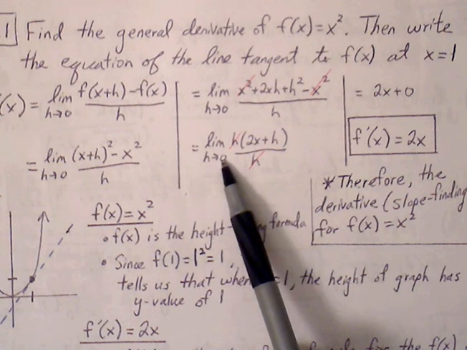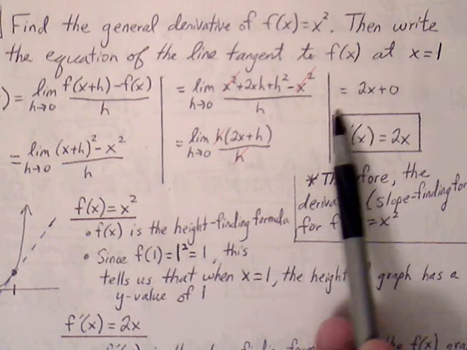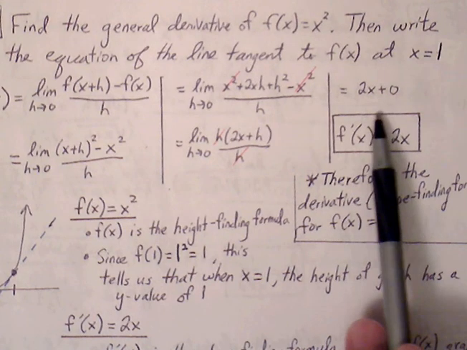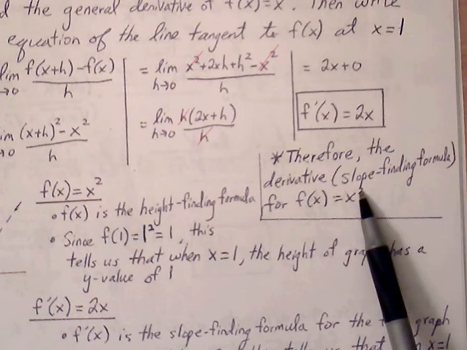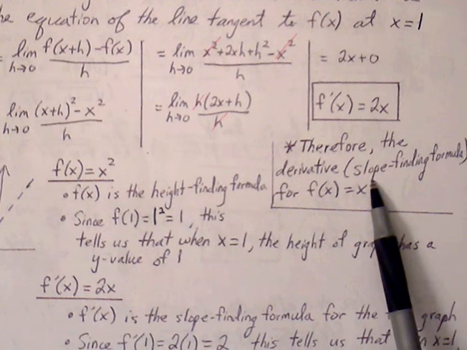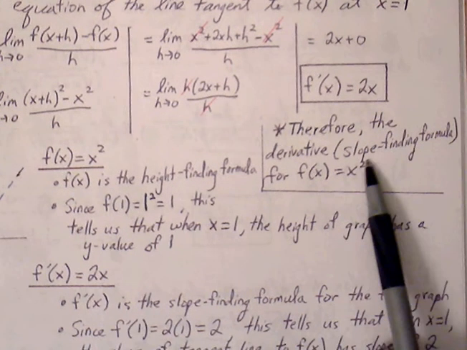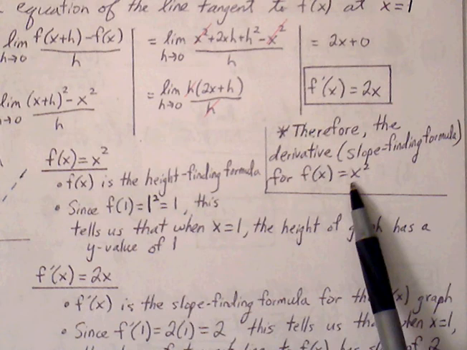Now we can plug in the remaining h with 0. So now we have 2x plus 0, which is just 2x. So our derivative function is therefore 2x, and 2x will be the slope finding formula for this specific curve, f of x equals y equals x squared.